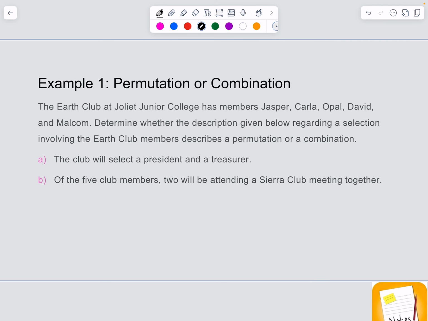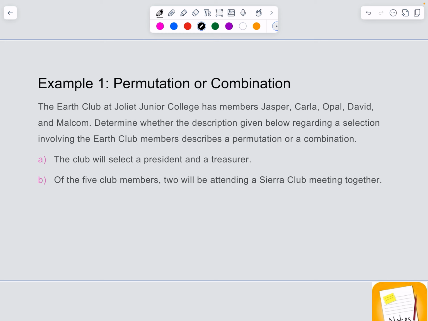So the Earth Club at Joliet Junior College has members Jasper, Carla, Opal, David, and Malcolm. Determine whether the description given below regarding a selection involving the Earth Club members describes a permutation or a combination. So our options here are: A, the club will select a president and a treasurer, and B, of the 5 members, 2 will be attending the Sierra Club meeting together. So I want you to pause it. Just write down, do you think A is a permutation or a combination? Do you think B is a permutation or a combination? And then why do you think that?